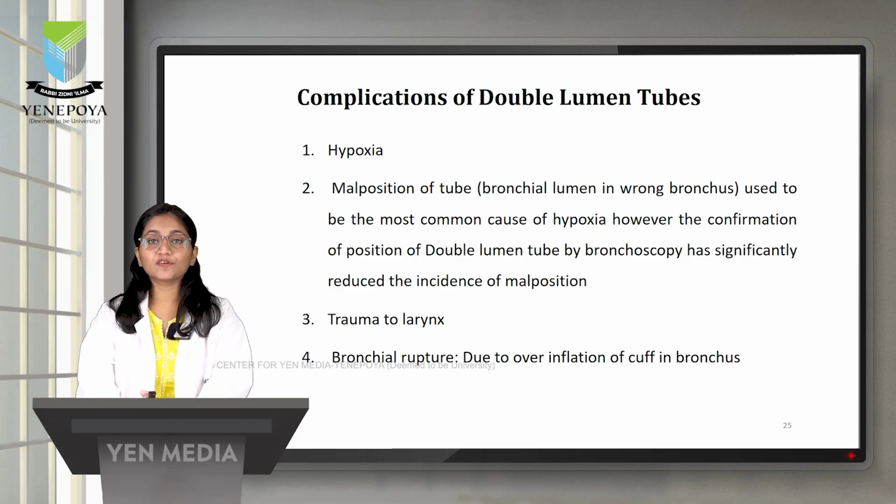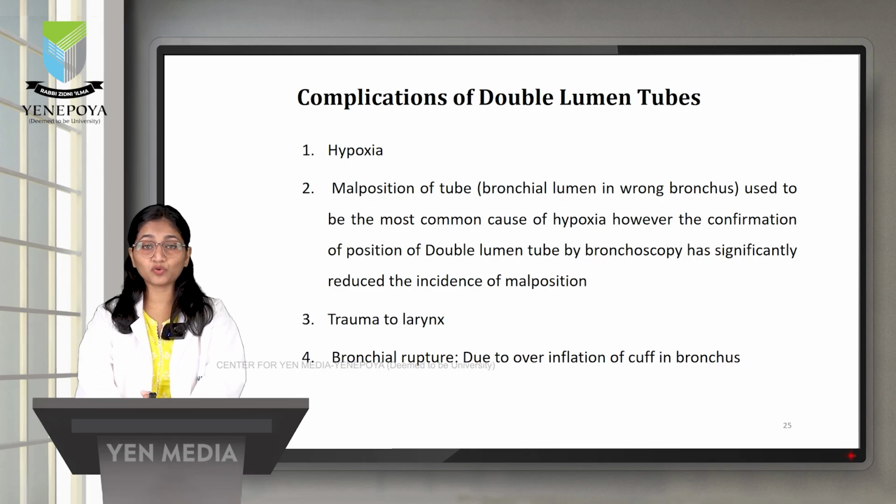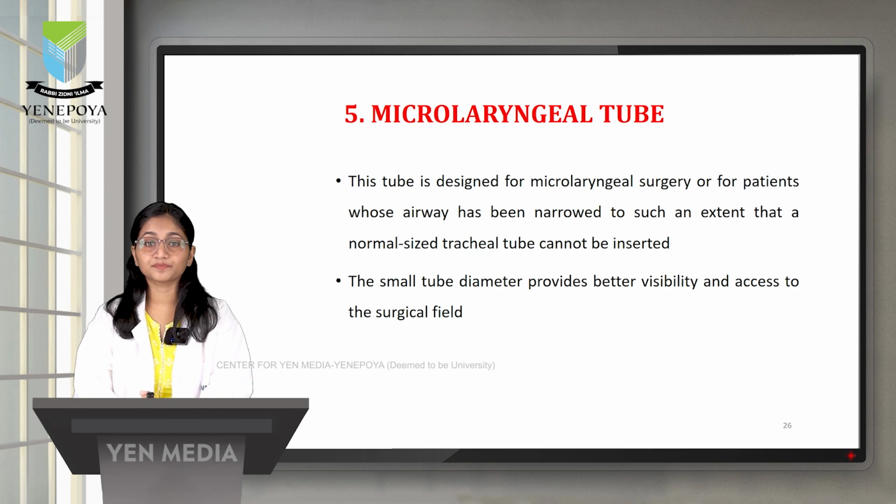Second is the malposition of the tube, that is, bronchial lumen in the wrong bronchus. It used to be the most common cause of hypoxia. However, the confirmation of the position of the double lumen tube by bronchoscopy has significantly reduced the incidence of malposition. Next complication is trauma to the larynx and bronchial rupture due to overinflation of the cuff in the bronchus.